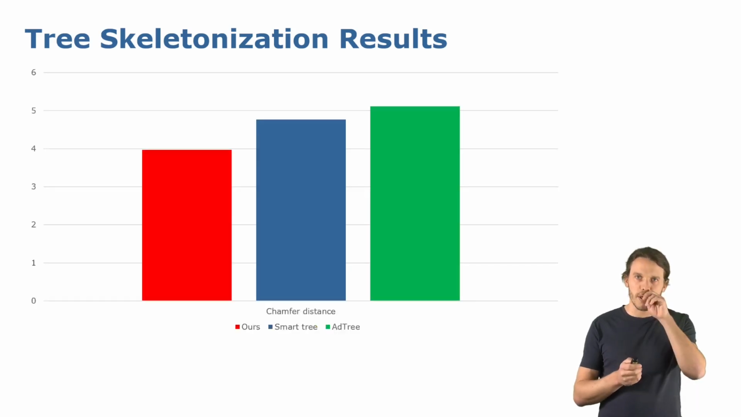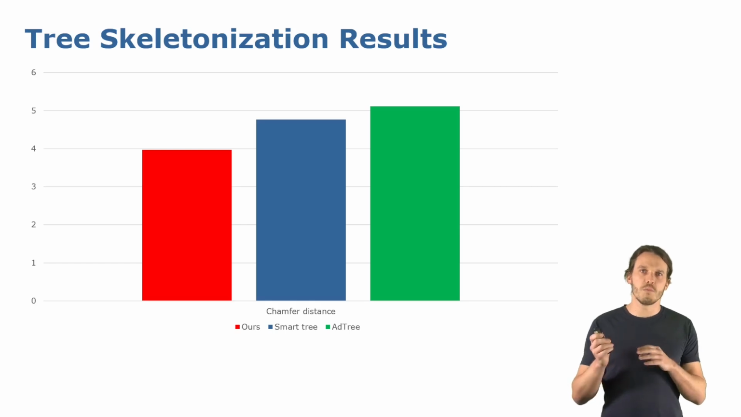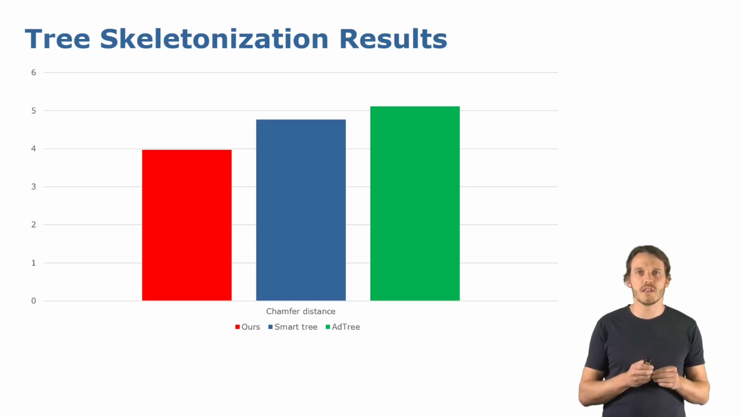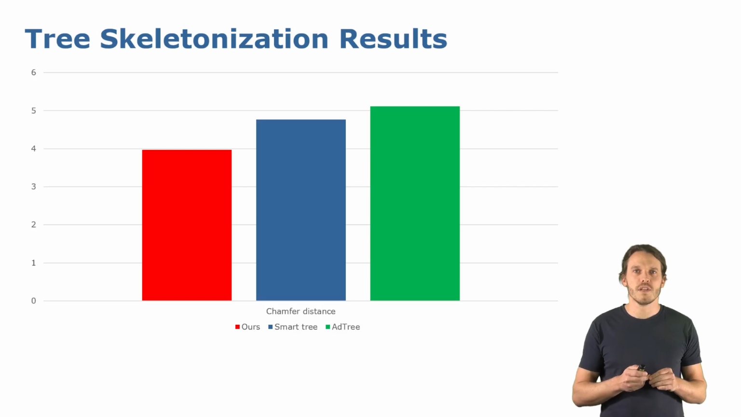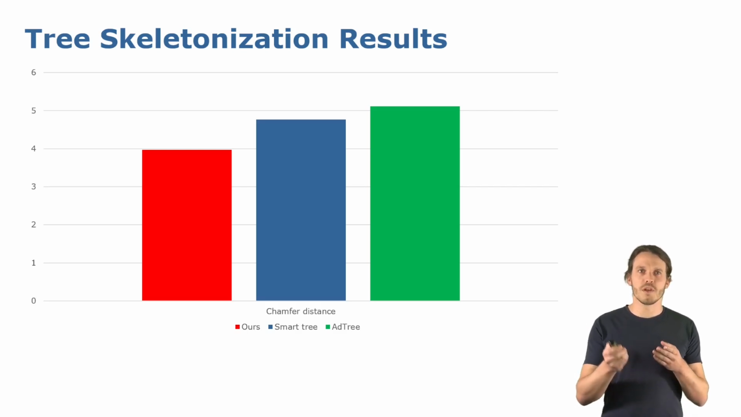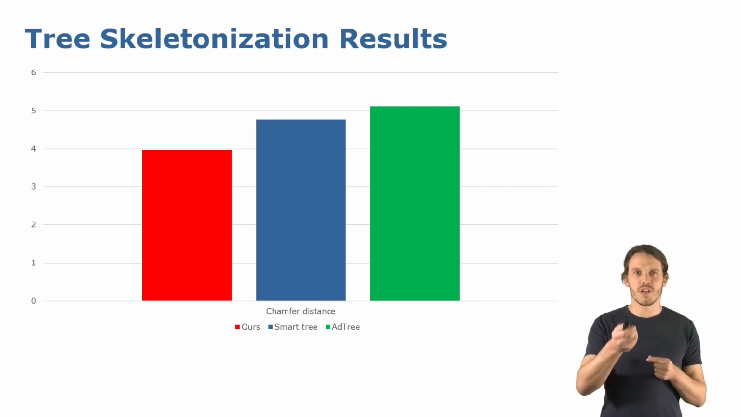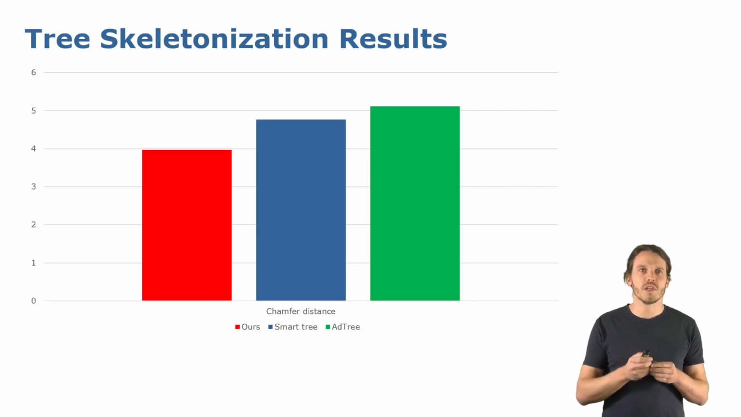As metric to compare the approaches, we used chamfer distance, which measures how far the predicted skeletons are from the reference skeletons. The results confirm that our method is more accurate, because you can see our chamfer distance in red, SmartTree in blue, and AdTree in green. And for your information, the results shown here are in centimeters.